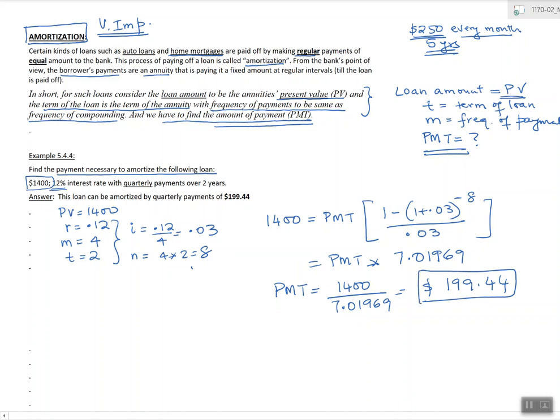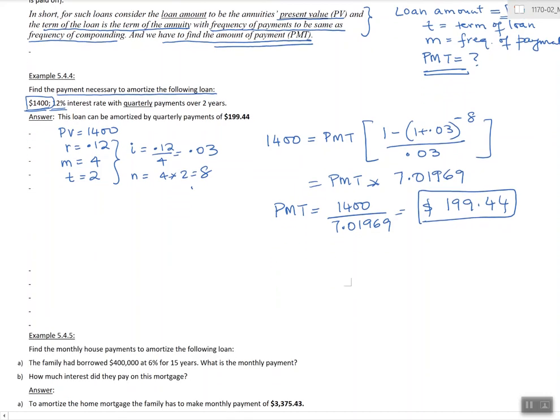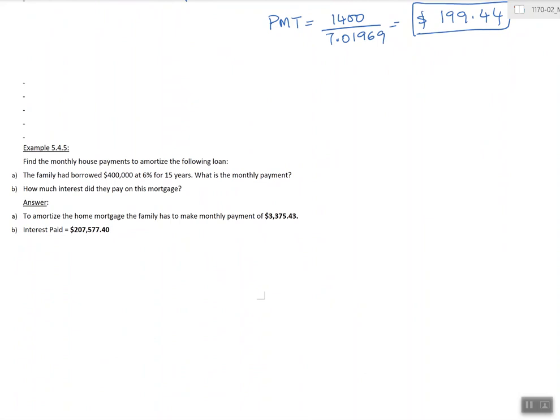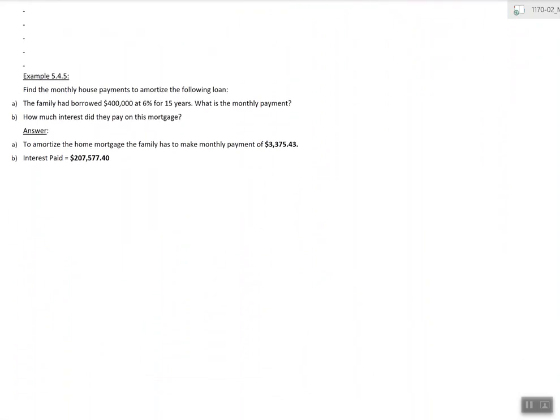So the idea is that if somebody makes a payment of $199.44 every quarter for 2 years, then this loan of $1,400 will be paid off. It's a very important kind of problem to solve. And here is our final example. This is a classical mortgage question.